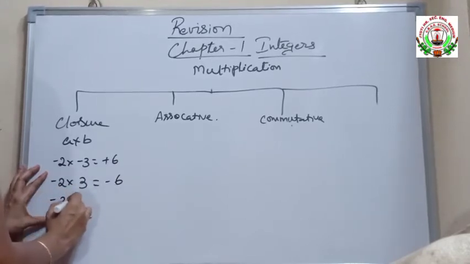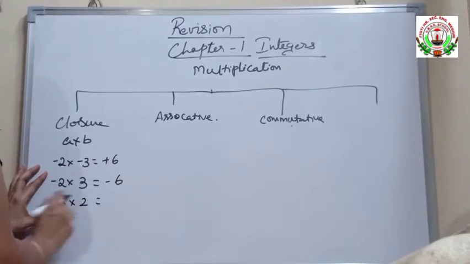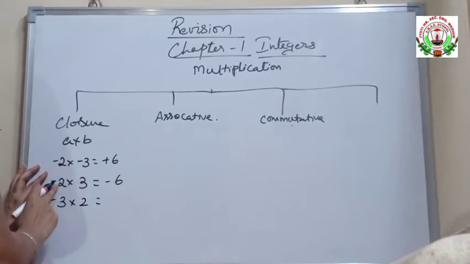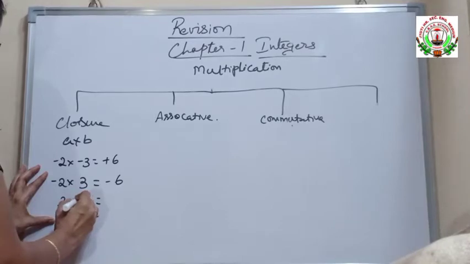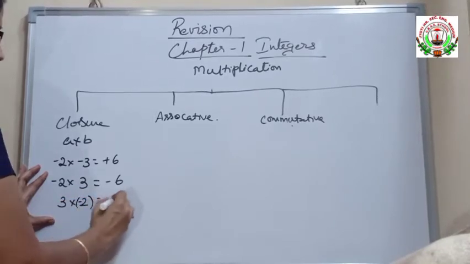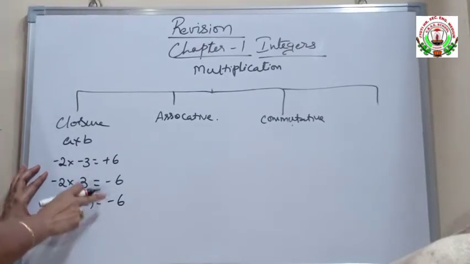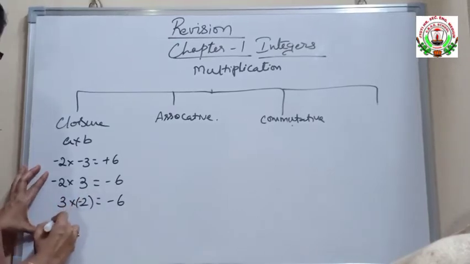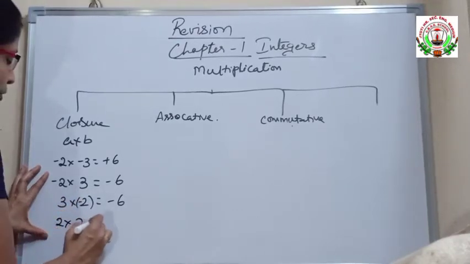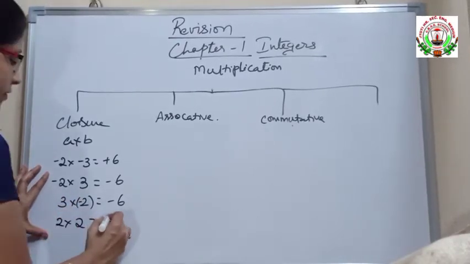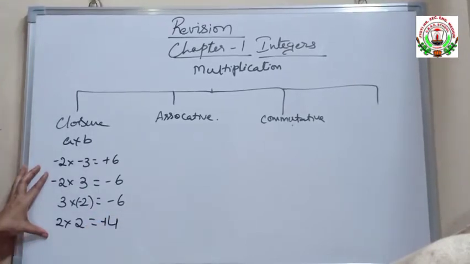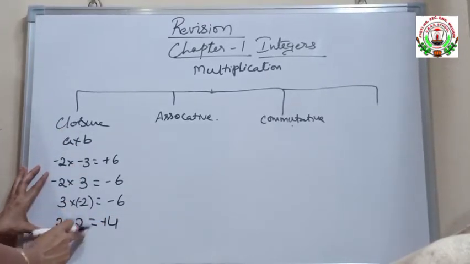Same way, minus 3 into 2. Whether the first number or the second number is the negative integer, we are going to get a negative integer only. When you take both positive integers, we get a positive integer only. This is your closure property.